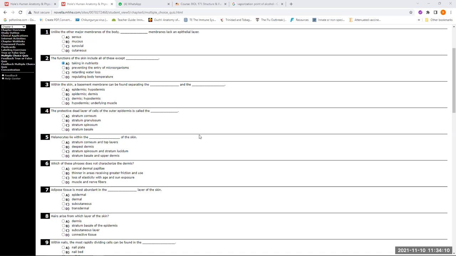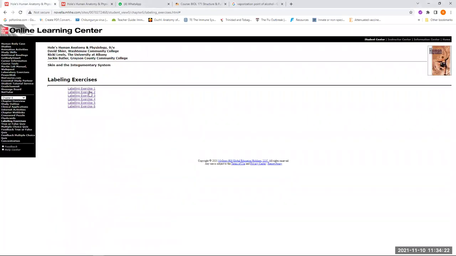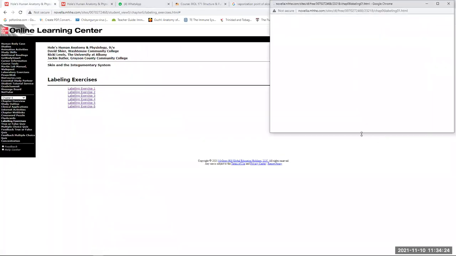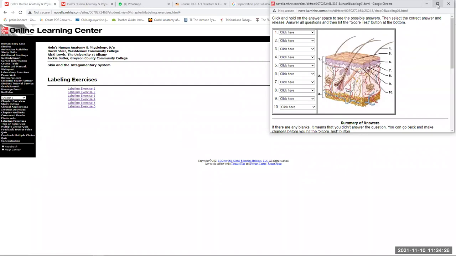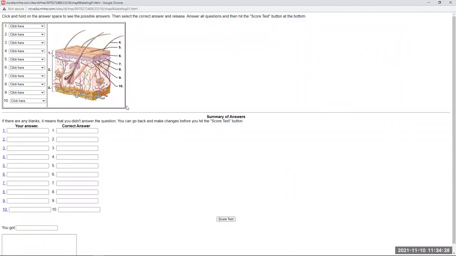Let's go. The next one: within the skin, a basement membrane can be found separating the something and the something. All right, so we're talking about skin and all these layers. Let's have a look at what these things look like. All right, so let's change gears and have a jump. Let's have a jump and look at this one.